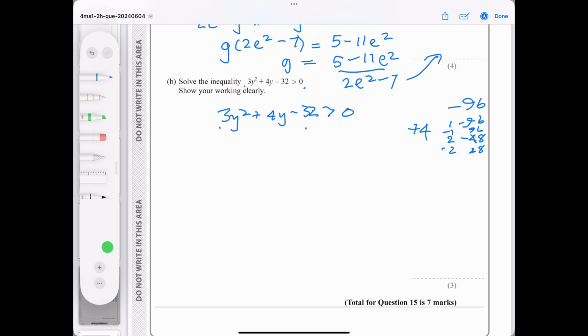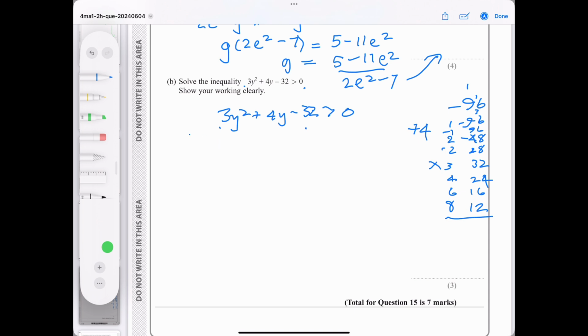Trying pairs of factors of 96: 1 and 96, 2 and 48, and so on. We're still nowhere near 4. Going through 4 and 24, then 8 and 12, finally. So we need the bigger one to be positive.